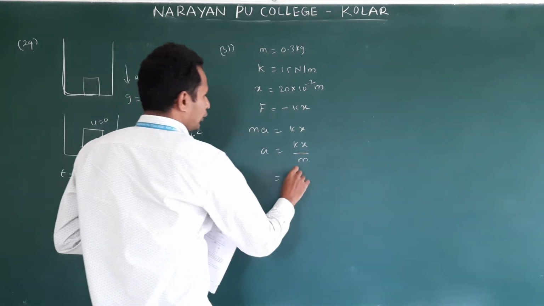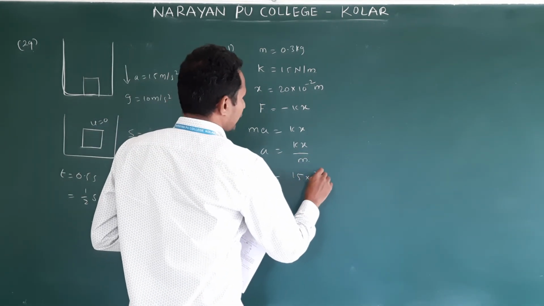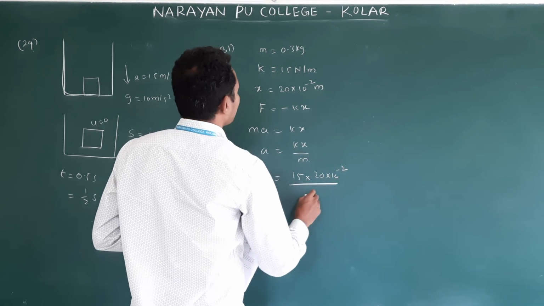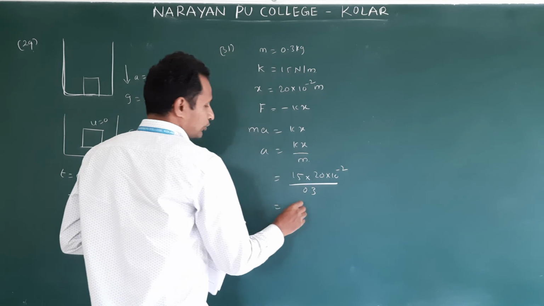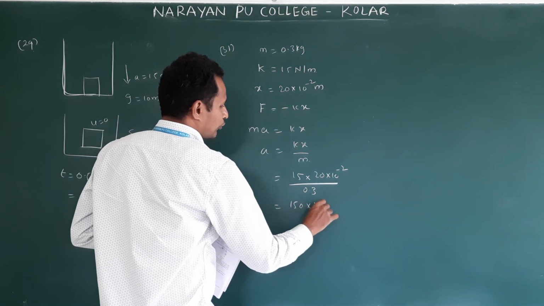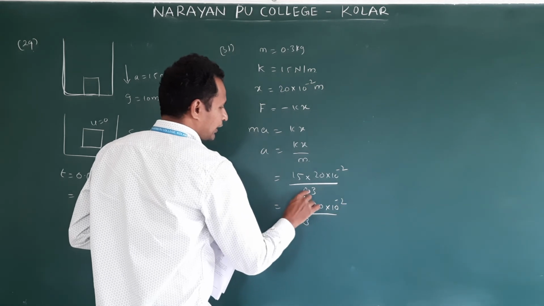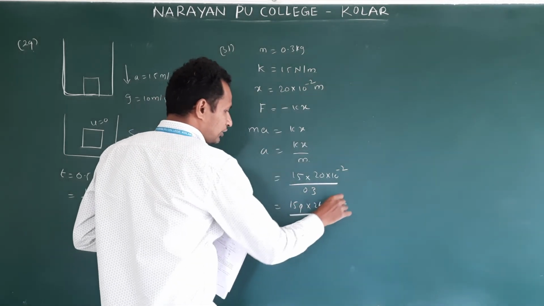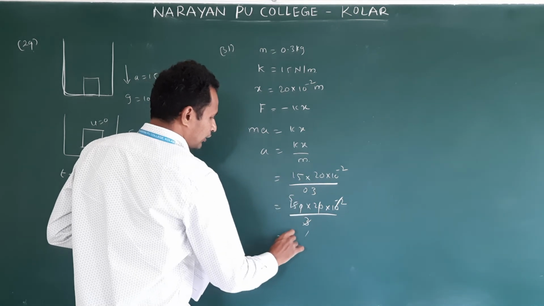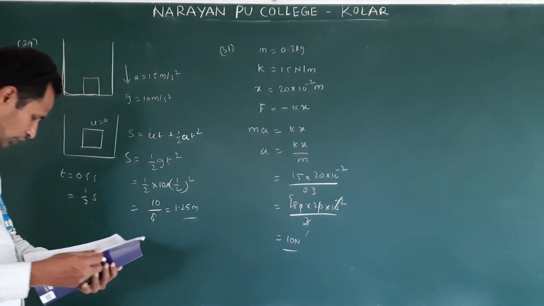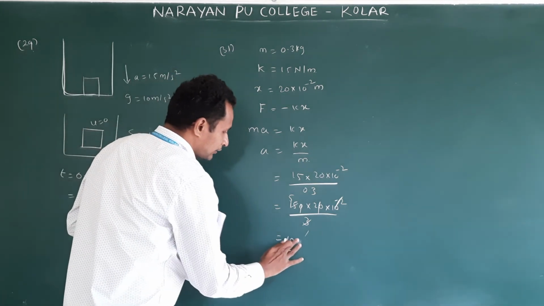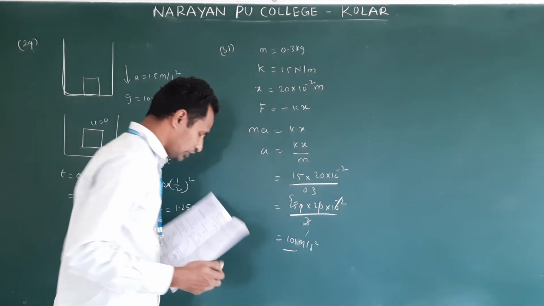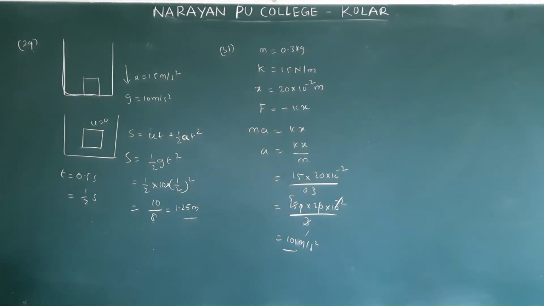Substitute the values. k value 15. x value 20 into 10 power minus 2 by 0.3. So this we can write 150 into 20 into 10 power minus 2 by 3. One decimal removed, 10 increased. So this 0 cancels. 3 ones are 3, 3 5s are 15, so 10. That is 10 meters per second square. Check this, option 31 is 10 meters per second square. Right. Next 32.